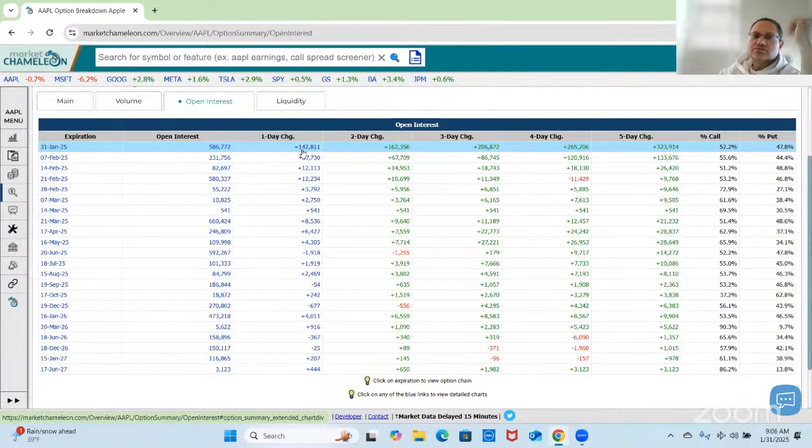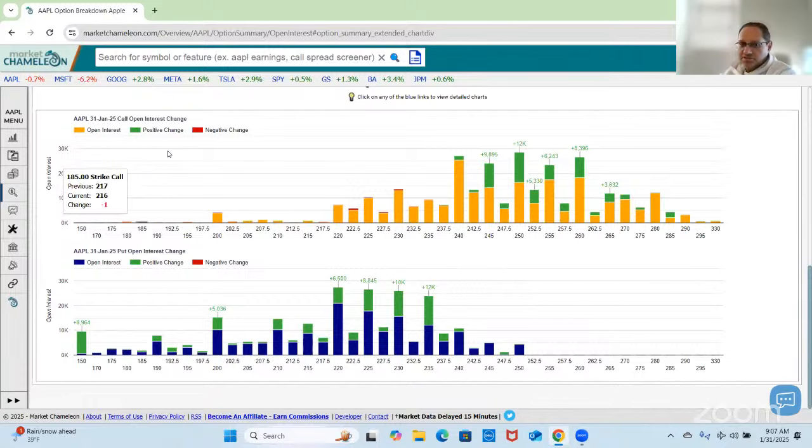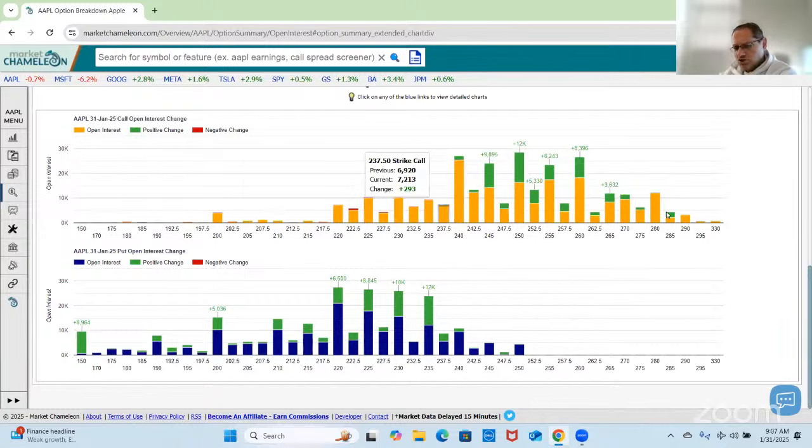So I'm going to click on this, the 142,811. We're going to click on it, and now we get this visual. The visual looks like the following. Up top, you have two graphs here. You have one for call options, one for put options. The top one shows the open interest amounts for the calls, and you could see by strike.